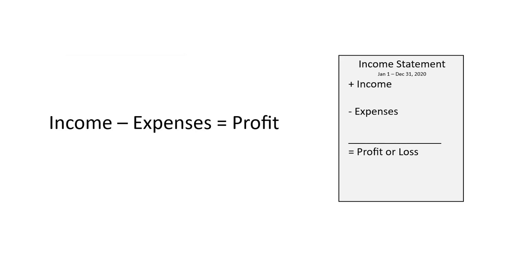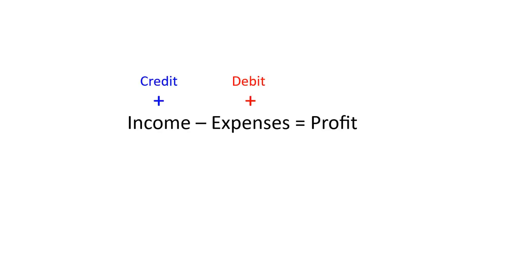We need to define what an increase in income or an increase in expenses is in terms of debits and credits, because some of our two-column entries will affect these accounts. This is the other slide I recommend you memorize. An increase in income is a credit and an increase in expenses is a debit. If you can remember what the increases are, you'll always be able to remember the decreases. Let's get on with our business.